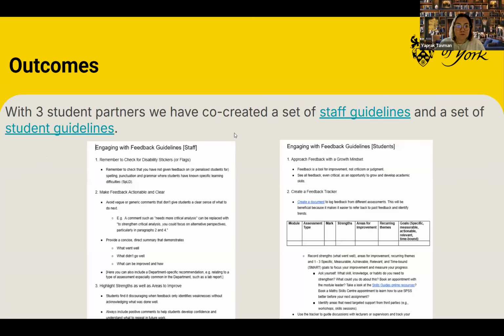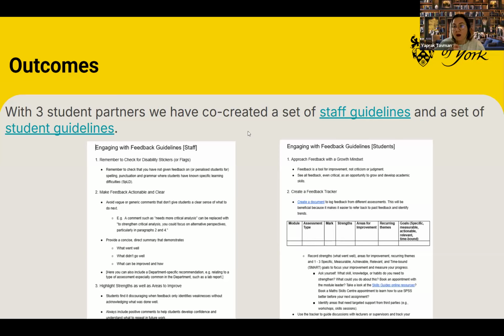So then I would like to briefly talk about the outputs we have produced from this project. As Liz mentioned, using all these findings, we co-created with 3 student partners a set of guidelines for staff and a set of guidelines for students to enhance engagement with feedback. We won't have time to go over these guidelines in detail, but we have the links here. If you are interested, please feel free to have a look later. Reach out to us as well if you have any questions after you access the guidelines.